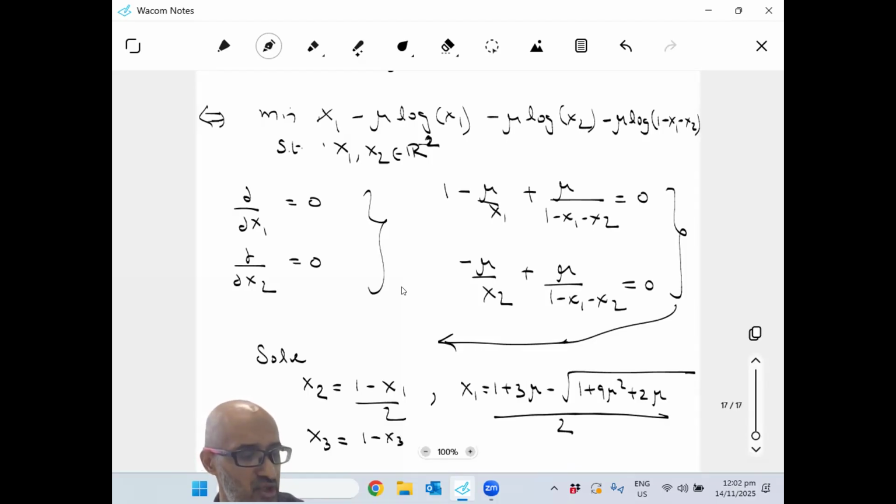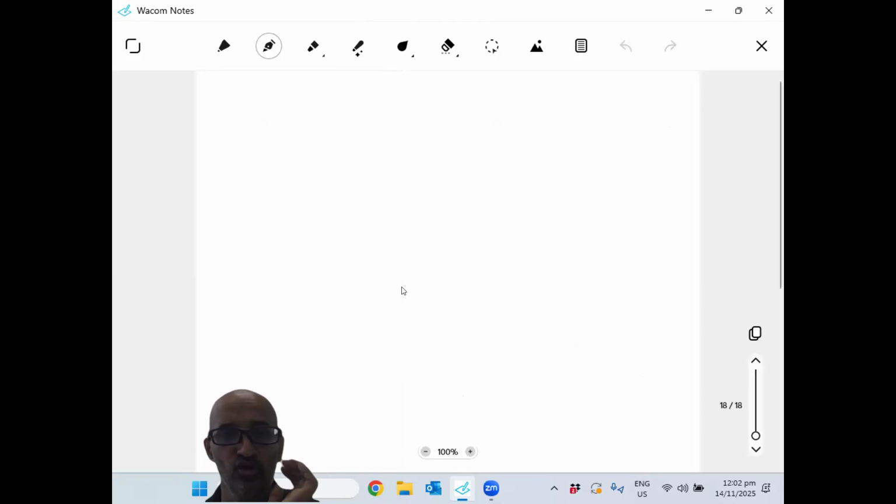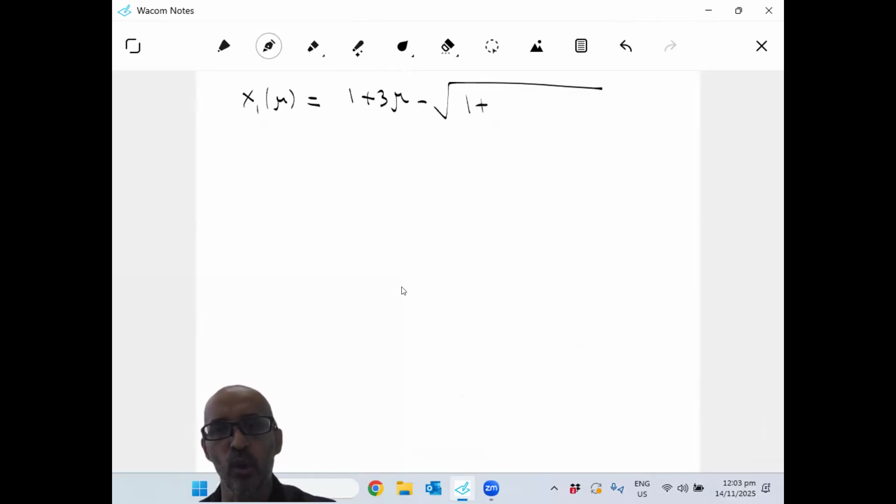And then x3 will be 1 minus x1 minus x2. Sorry, x3 should be 1 minus x1 by 2. Yes, it will be 1 minus x1 by 2. So in this problem, you can solve the problem efficiently. So what is x1? Let's look at x1 of mu, the optimal solution for any mu. I'll write it one more time: 1 plus 3 mu minus square root of 1 plus 9 mu squared plus 2 mu, divided by 2.